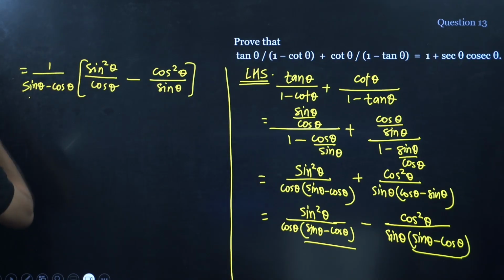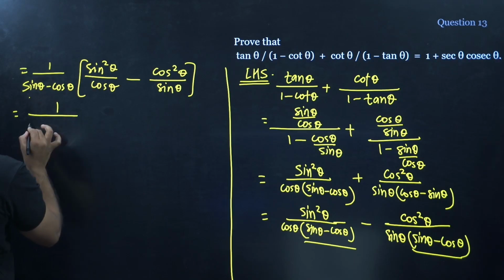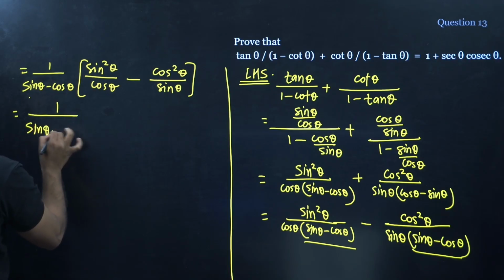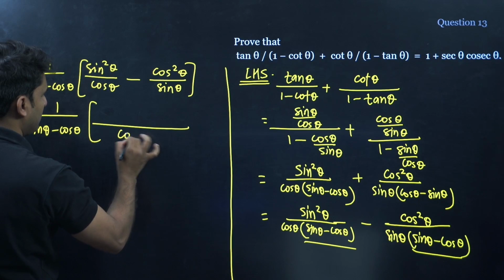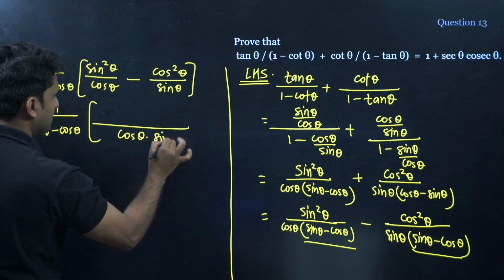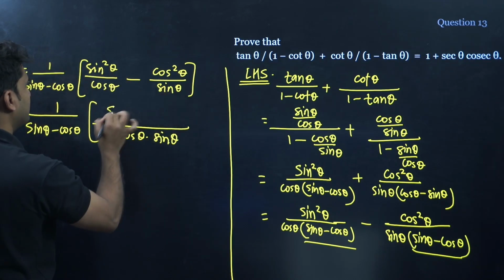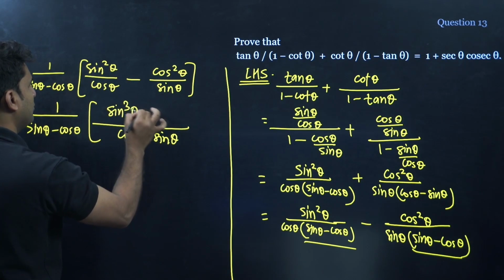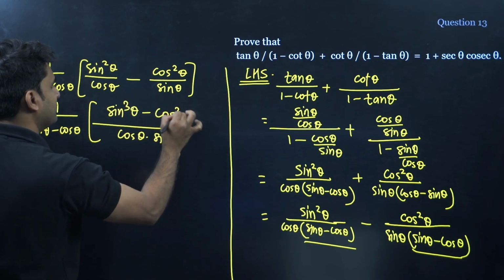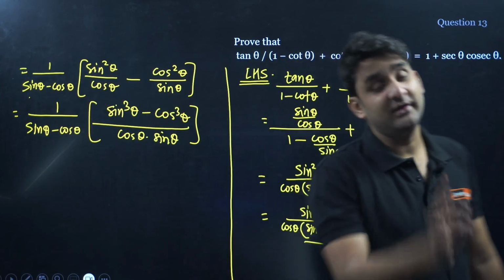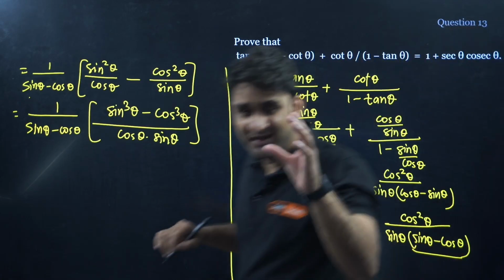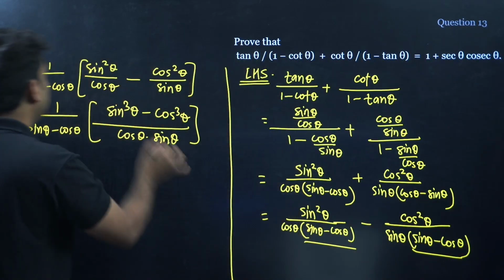Clear? Now, my dear champion, let's take LCM again in the bracket. If we take LCM here, this will be cos theta into sine theta, and this sine will go there. So we have sine cube theta minus cos cube theta, and it is an algebraic identity, a cube minus b cube. Do you know the identity?